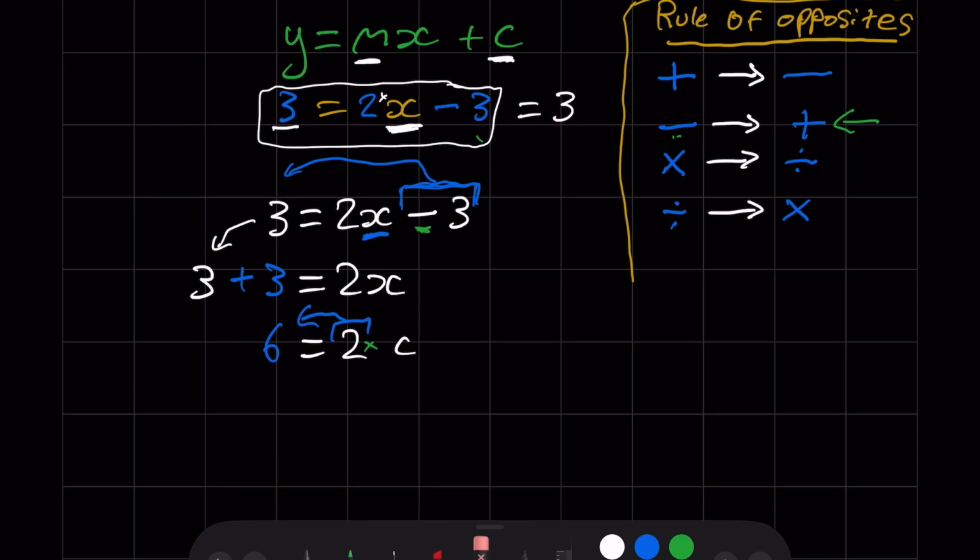So it is multiplying with the x. When we move it over, we need to do the opposite. What is the opposite of multiplication? Here it is. The opposite is division.